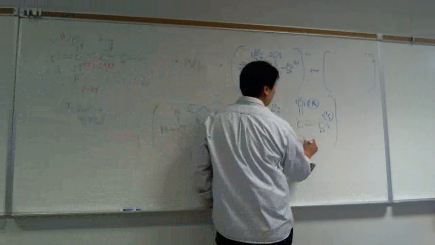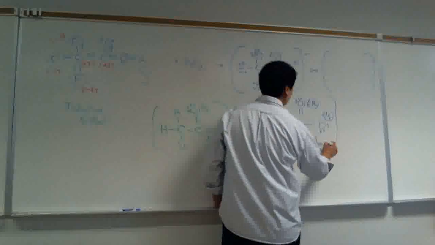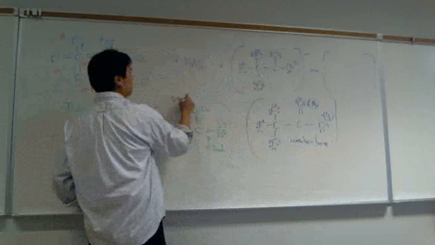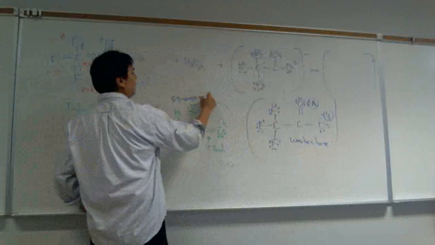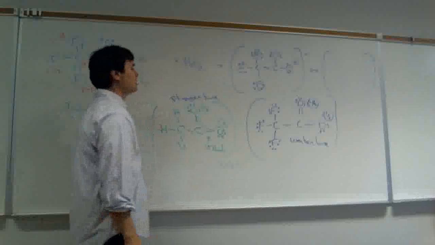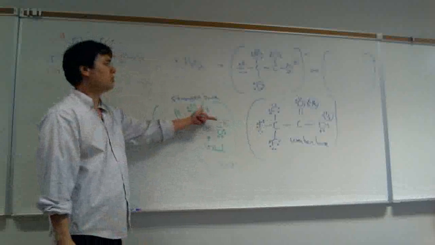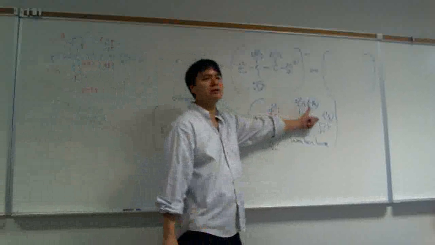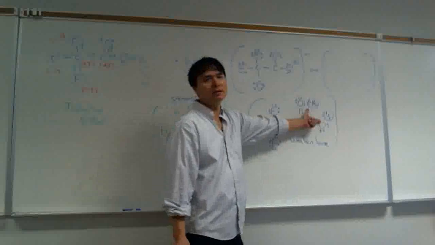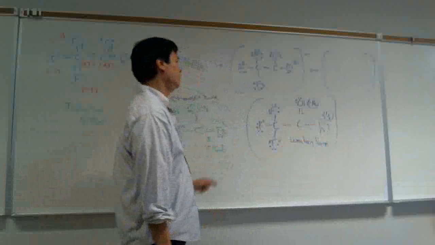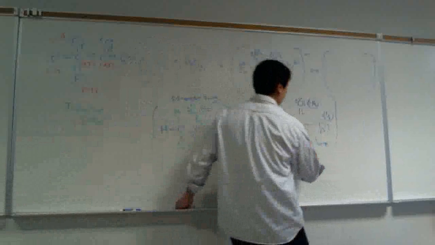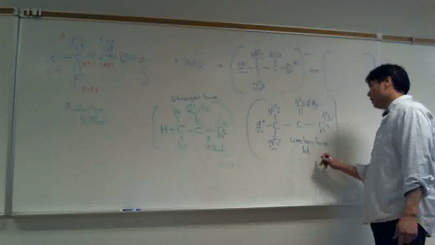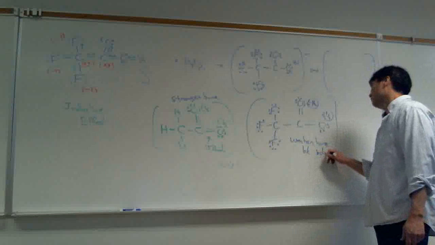It's a weaker base. Why? Because of the fluoride. This is a weaker base. This is a stronger base. It's because of the negative charge density. The more negative charge density, the stronger the base. The less negative charge density, the weaker the base. And so in this case, this is a weaker base because of the inductive effect.